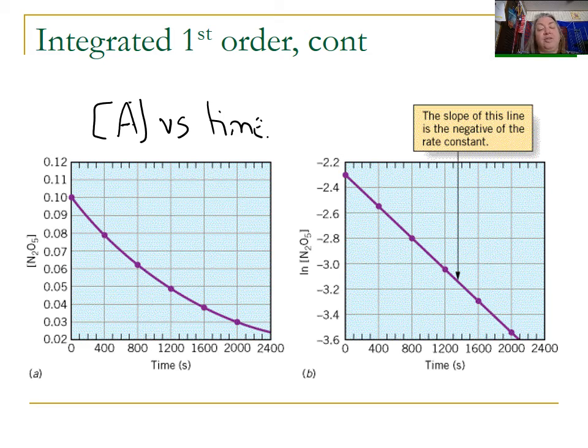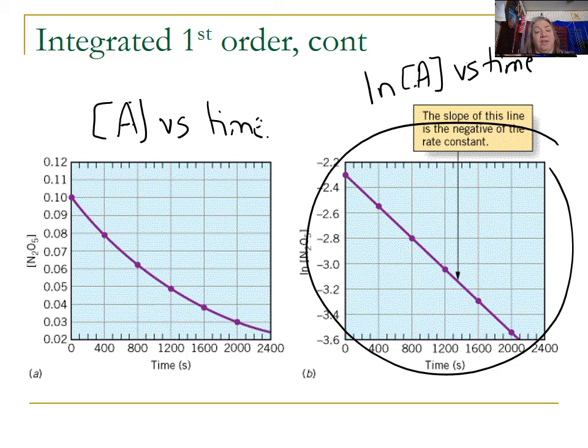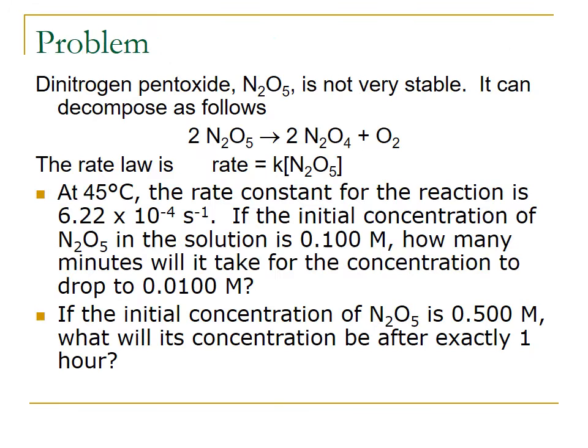The second graph that we have is the natural log of A versus time. And we see that this one's actually preferred because we have a straight line. So if you have a first order reaction, you want to have the natural log of A versus time whenever you plot it. Like this guy.